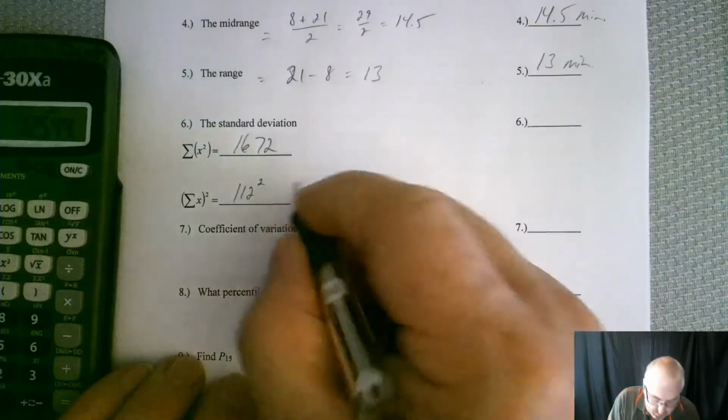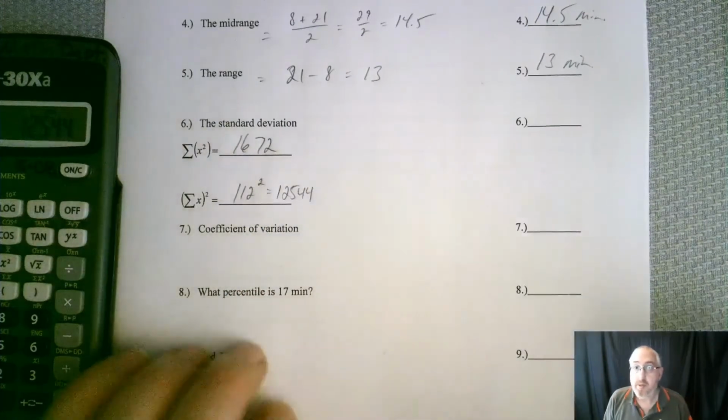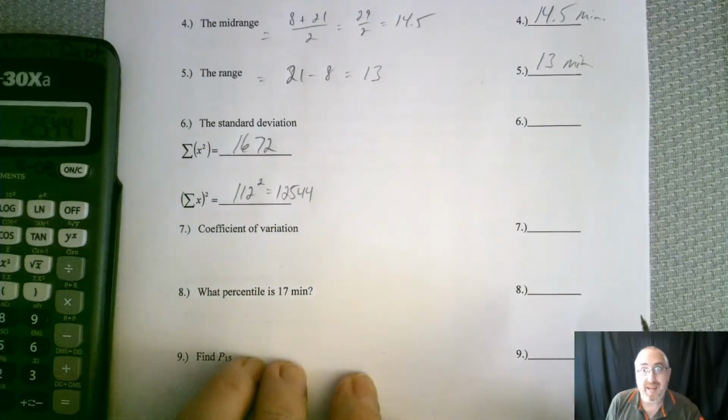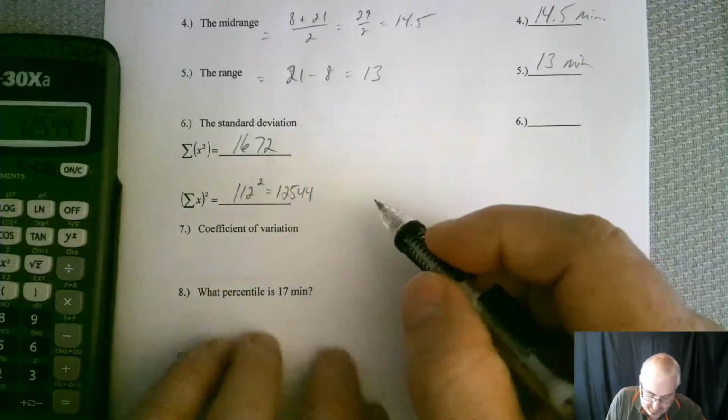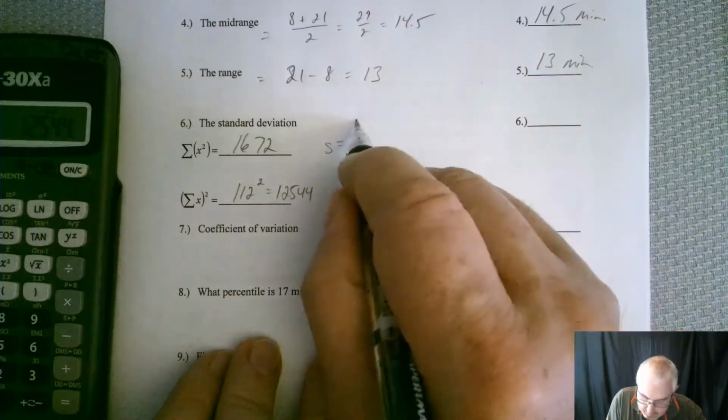12,544. Okay, so those are the two major ingredients that we need for our standard deviation formula. The only other piece we need is n, and we know what n is too. There were 8 numbers in our list, so we got that value as well. So now we can plug everything in.